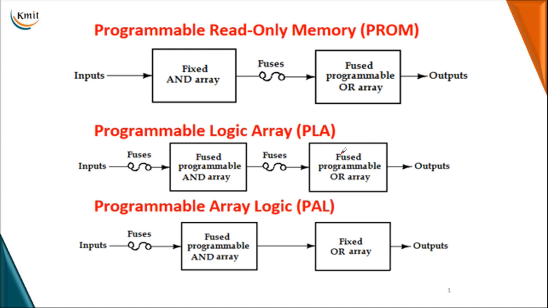And here in PLA, your OR gate inputs are also programmable. So both the AND array and OR array are programmable devices. Inputs are transferred through programmable fuses as the input to the AND gate. AND gate outputs are also connected as inputs to the OR array with the fuses. We are obtaining your outputs from the programmable OR array.